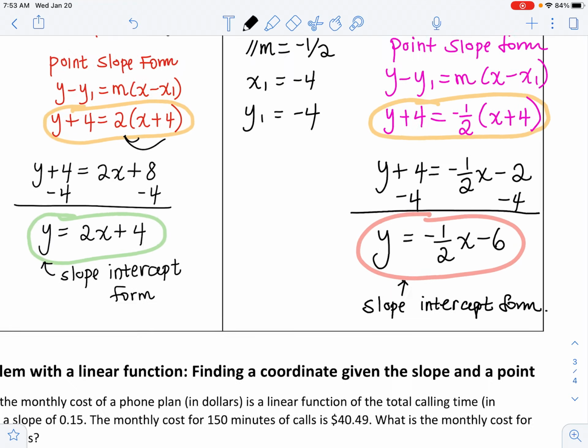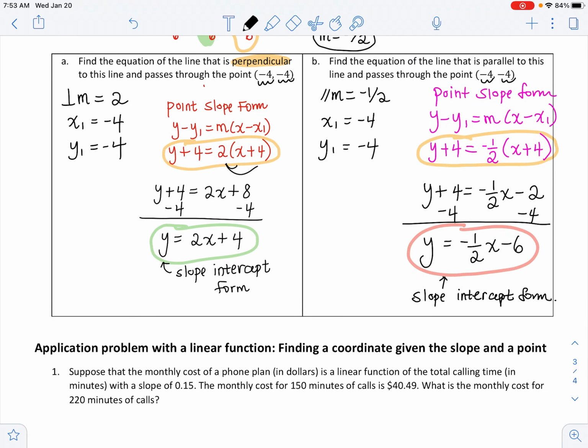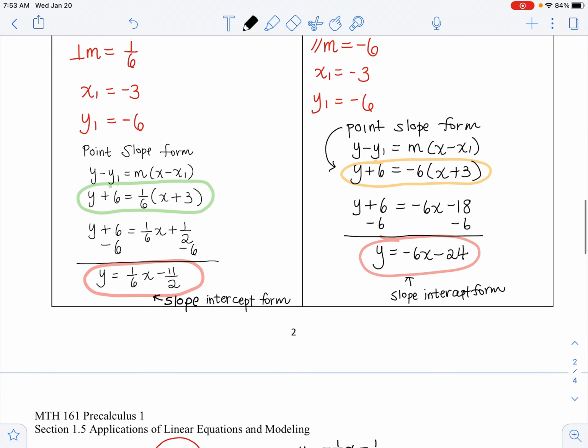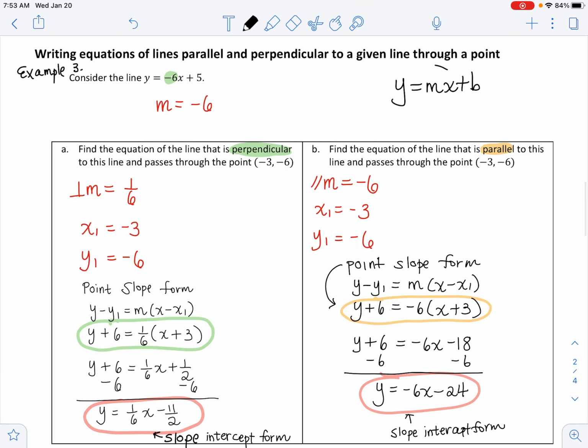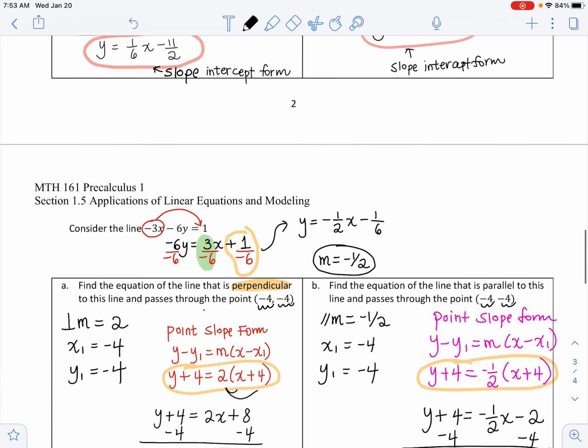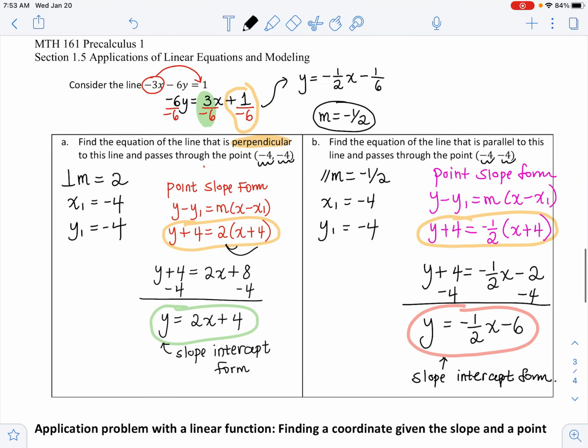Okay, so we looked at two examples here, very similar problems, but the first one was easy because it was already in slope-intercept form. The second one we had to rewrite first, but we were still reviewing the point slope and slope-intercept, so hopefully you guys understood how to do this.